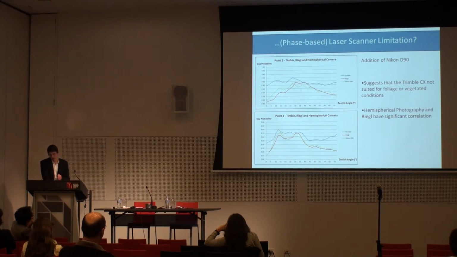So what happens when we add another instrument? Here we've looked at adding the hemispherical camera, and we can see that the hemispherical camera matches up quite well with the range-based instrument, whereas the phase-based instrument still isn't quite there. So this indicates that a phase-based instrument might not be suited to these foliage conditions.